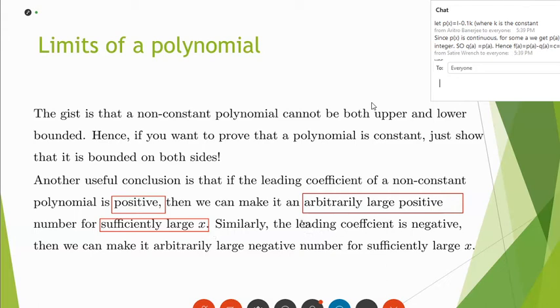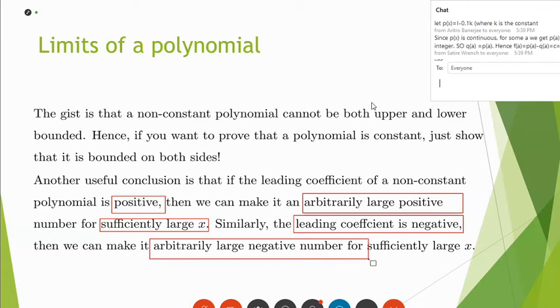Similarly, if the leading coefficient is negative, then we can make it an arbitrarily large negative number for sufficiently large x. So I hope all of you follow these last two conclusions.